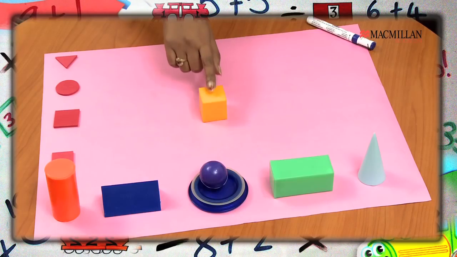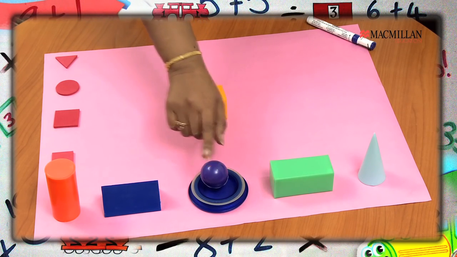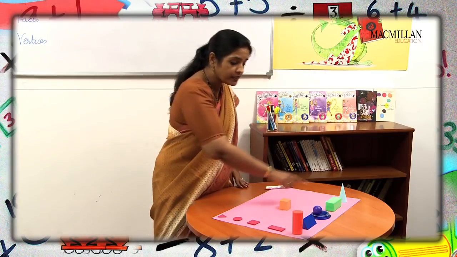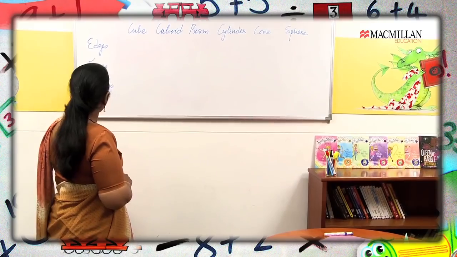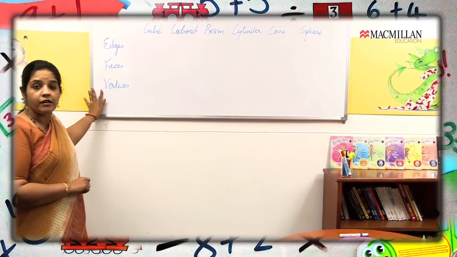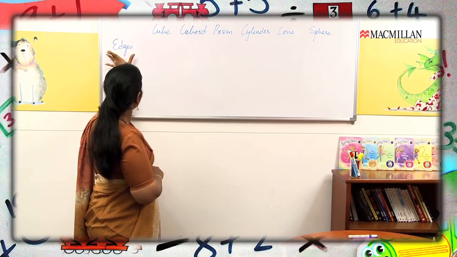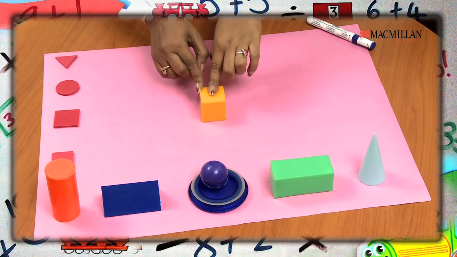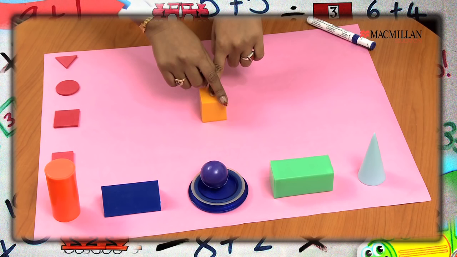I have a cube here, a cone, cuboid, sphere, prism and a cylinder. And what makes these shapes different? It is these edges, faces and vertices that define a shape. And now let us start with edges first. So what is an edge? This is an edge. So let us see how many edges does a cube have.